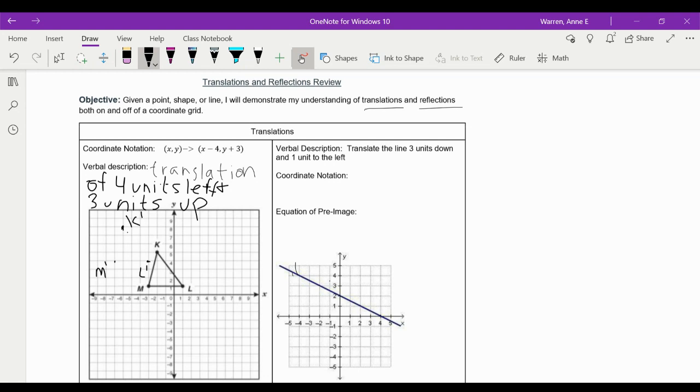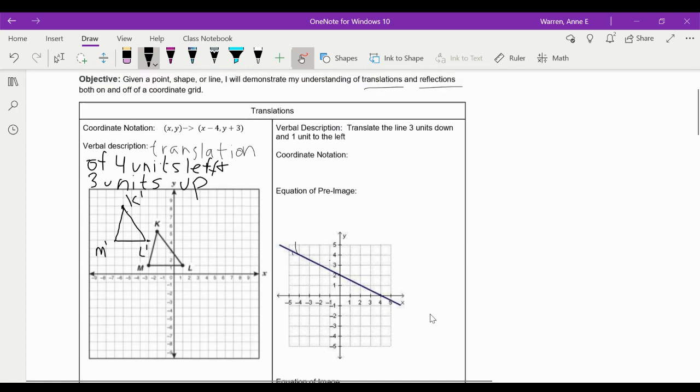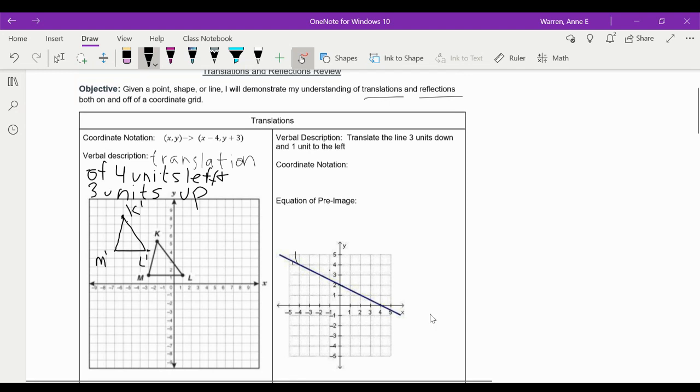And then in order to have the entire image, I'm just going to connect those dots. And here we can see that I have K'M'L'. So that is how we translate a shape. Now we're going to work on translating a line.